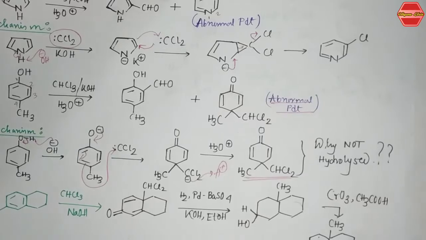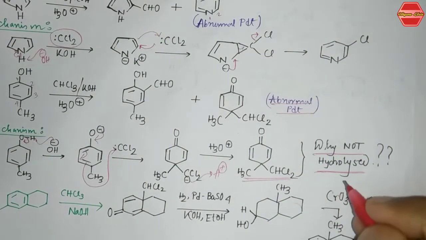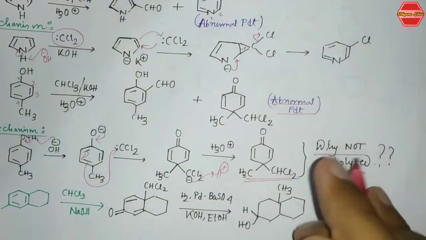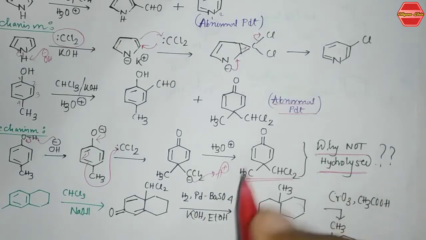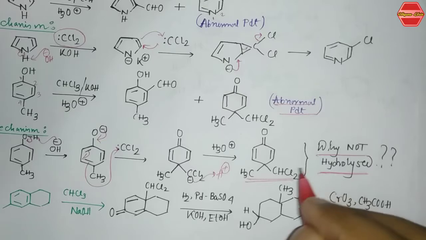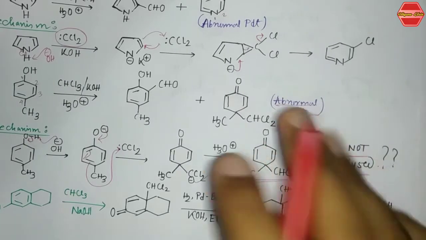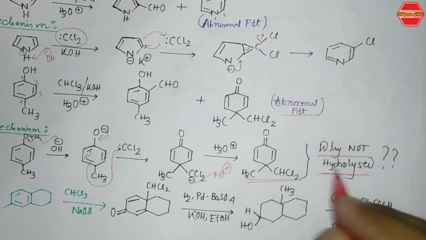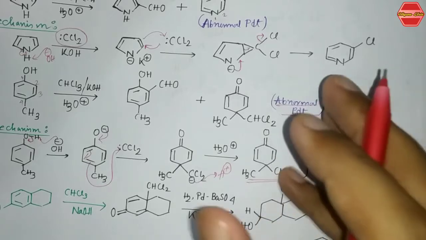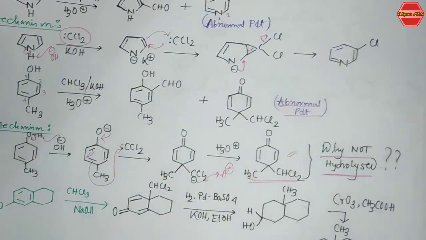Now one more question may arise, why is it not hydrolyzed? It is because it is a neutral compound, so that is why it is not hydrolyzed. And one more thing you can also predict, that it's a kind of neopentyl-type ring, so it is sterically hindered, and that is why the substitution reaction cannot take place in this type of compound. So that is why it is not hydrolyzed, it looks like this, and it will not be further hydrolyzed. So that is why this is your abnormal product.